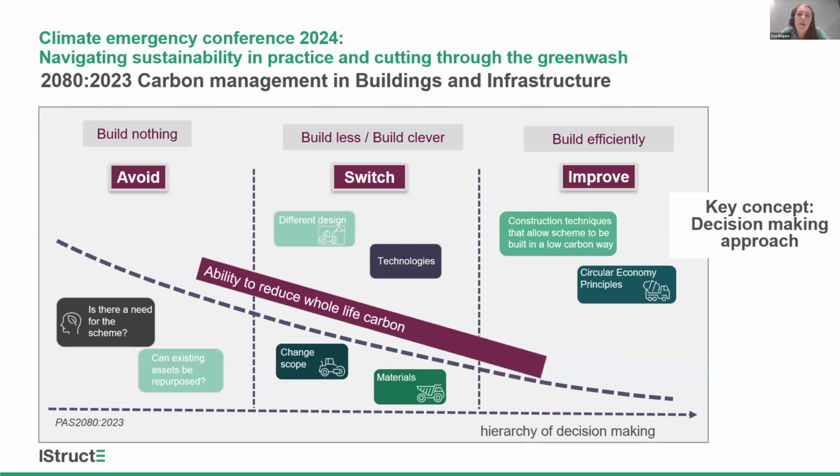This is another big change for the diagram, for the latest standard, and this is the decision-making process that I mentioned at the beginning. There's quite a lot on the screen, but what I mean in summary is at the top where it says build nothing, build less, or build clever and build efficiently. Those are the old definitions that we used. It has now been simplified to avoid, switch, and improve.